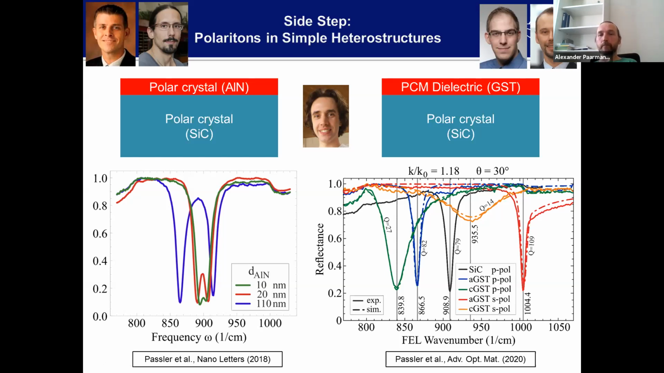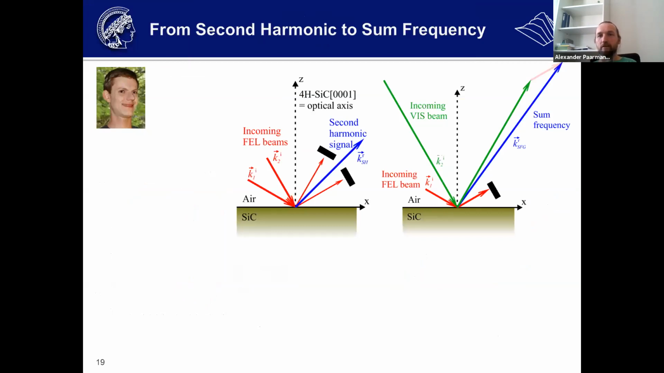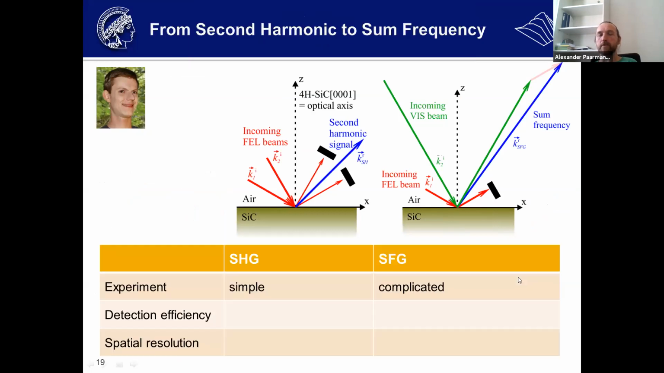All right, but now to the last part, and I'll try to be quick because I'm kind of slow. I've talked about second harmonic for the most part of the talk, but now we also started working on a complementary approach where we don't use two infrared beams, but instead use one visible beam and one infrared beam. It's also second order, so in principle the same concept. And one could ask, why do we do this? Once you have that laser, the second harmonic experiment is much simpler. Sum frequency is much more complicated.